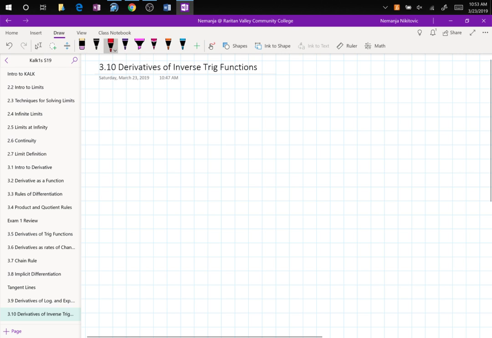So the first one is going to be the derivative of inverse sine of x. This one shows up in Calc 2 differential equations, and this one is 1 over square root of 1 minus x squared.